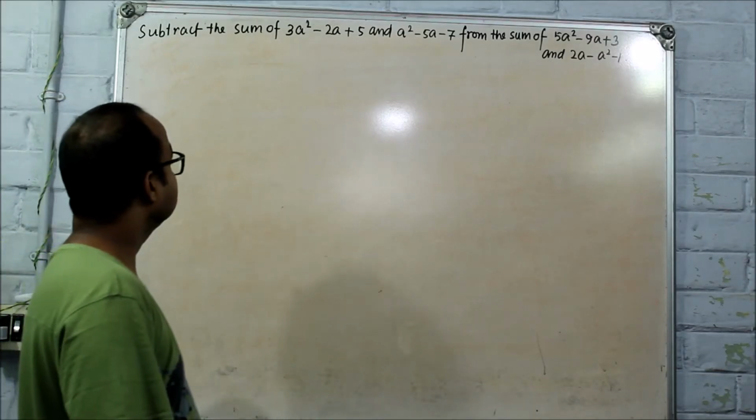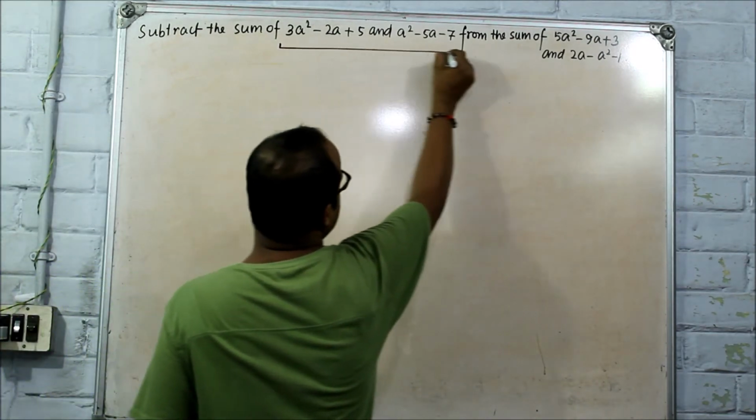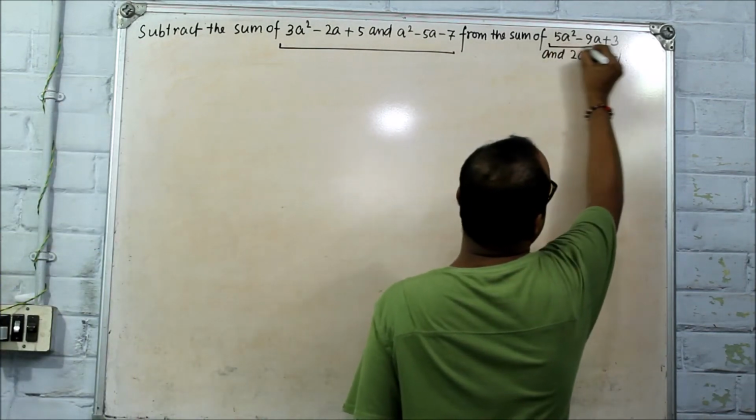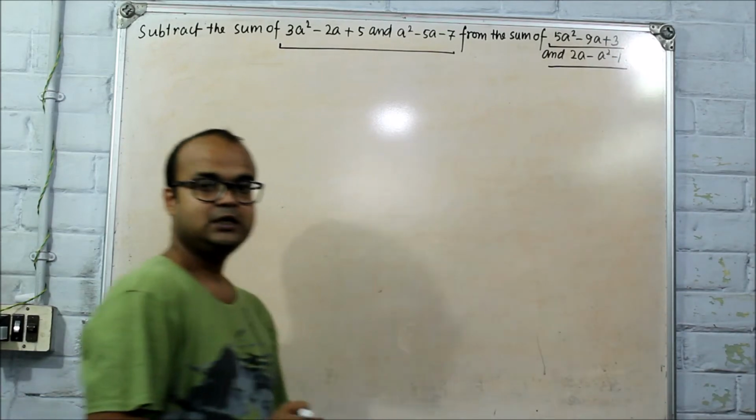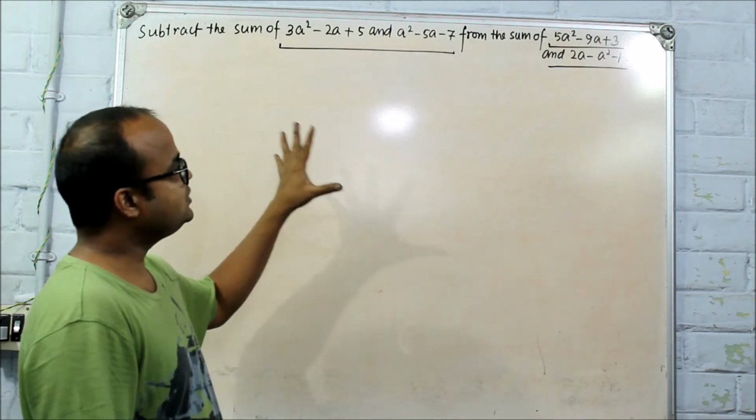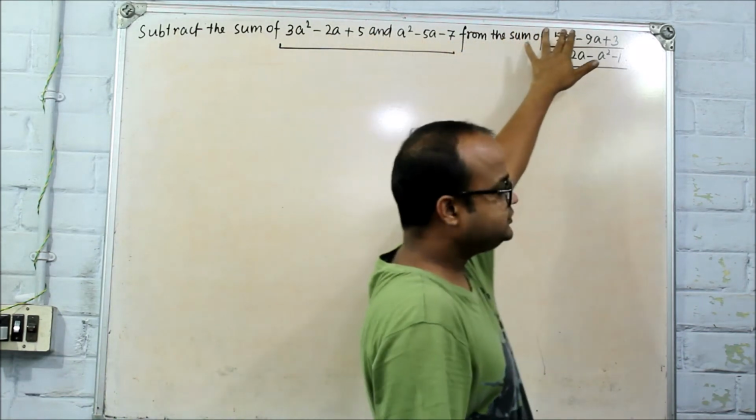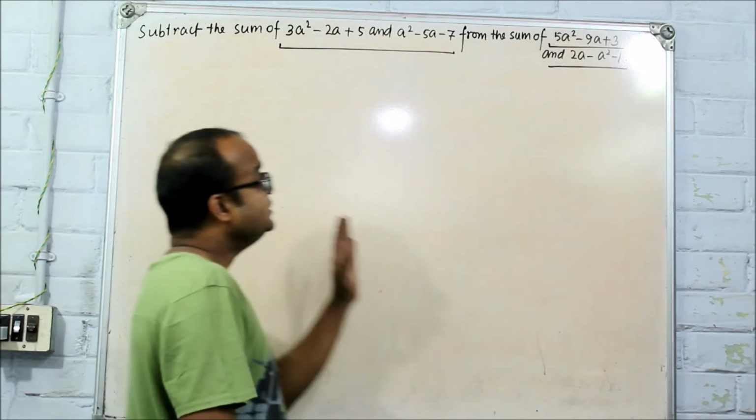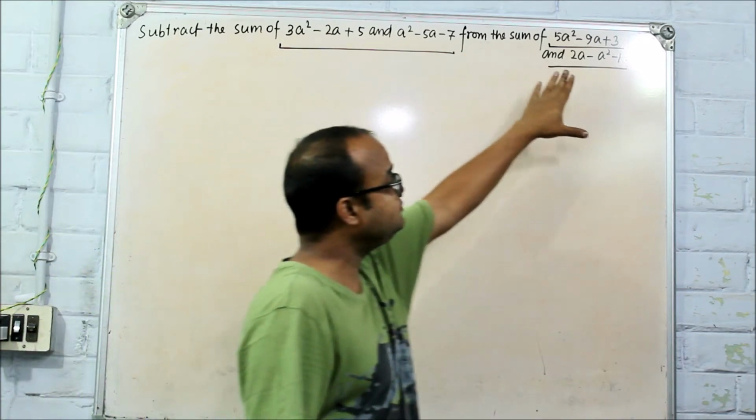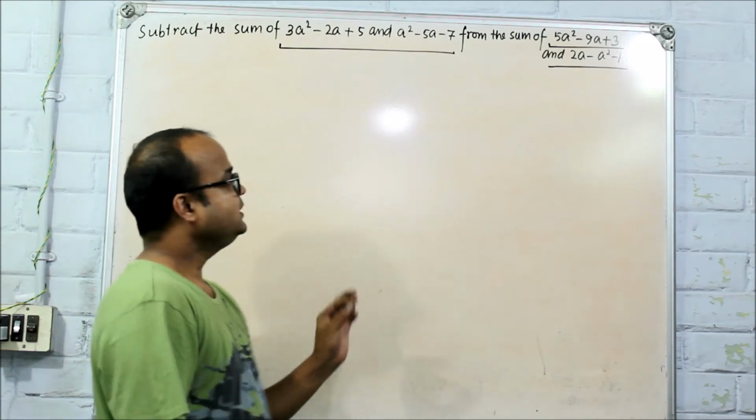Moving into the next problem. Subtract the sum of these two from the sum of these two expressions. Now, if you understand this problem, the problem is all about, first we need to find out the sum of these two terms. The result of this will be subtracted from the result of these two additions. Clear?